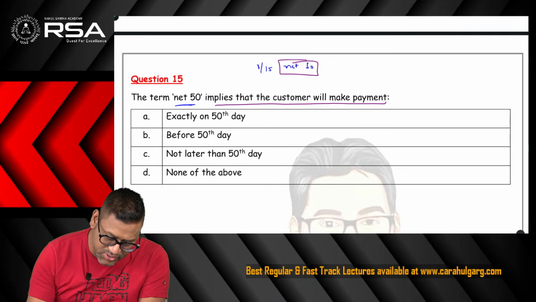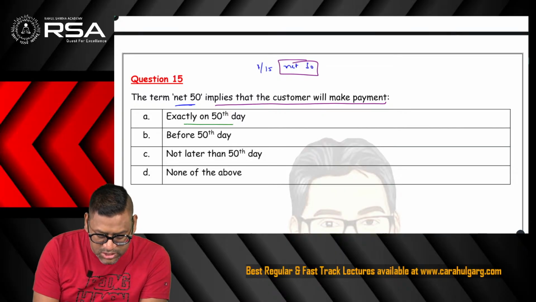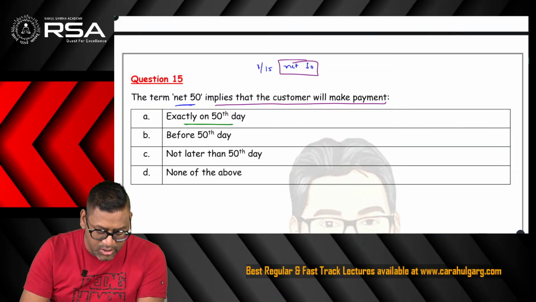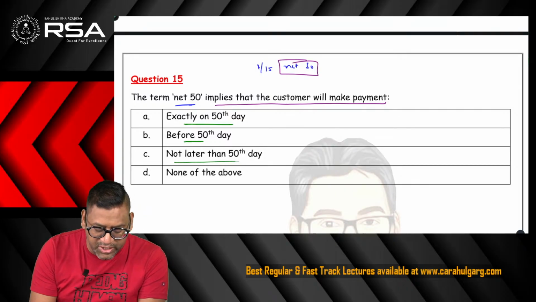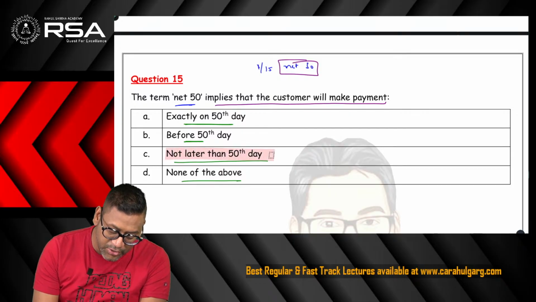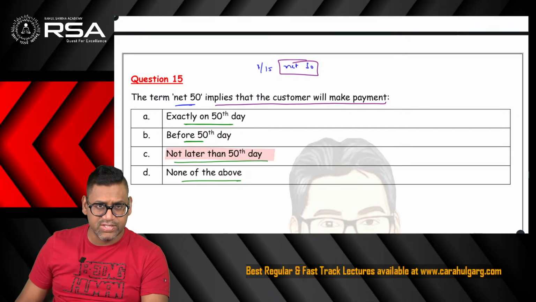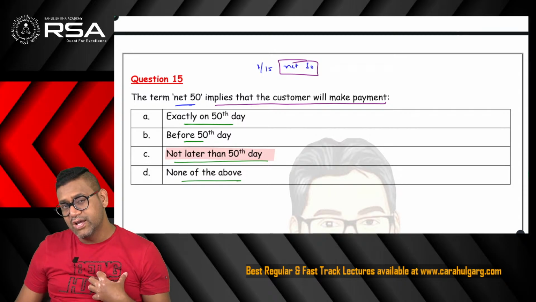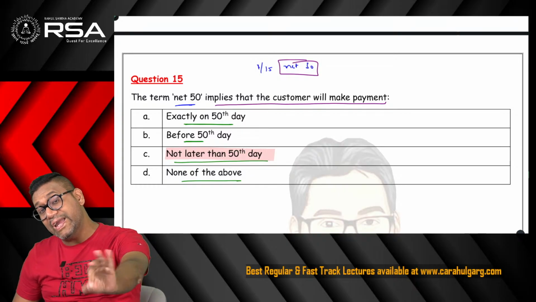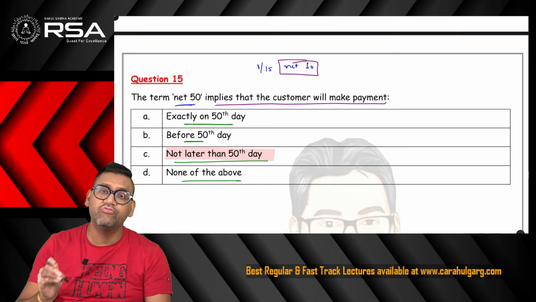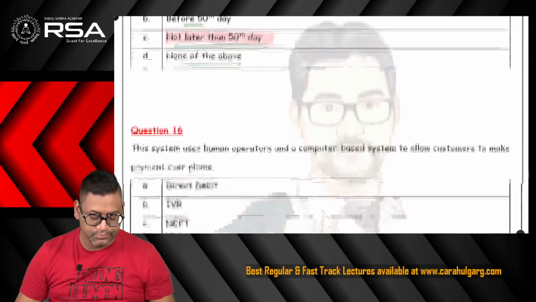So these are the options. Either the customer makes the payment on the 50th day, or before the 50th day, means up to the 49th day, or not later than the 50th day, or none of the above. So the correct option is option C, not later than the 50th day, means the maximum time period which has been granted by us is 50 days. So he has to make the payment anyhow by the 50th day. Even on the 50th day is fine.